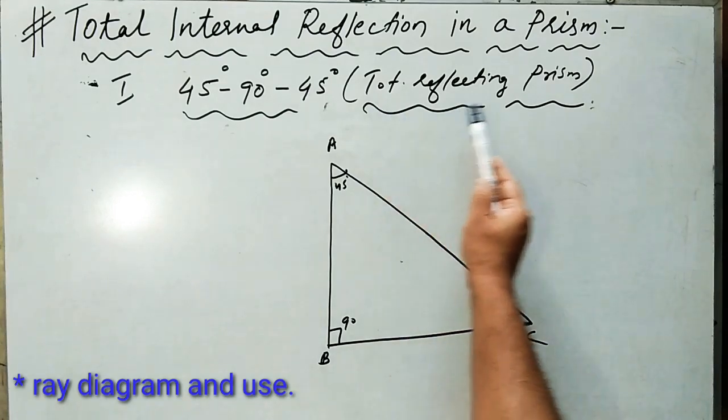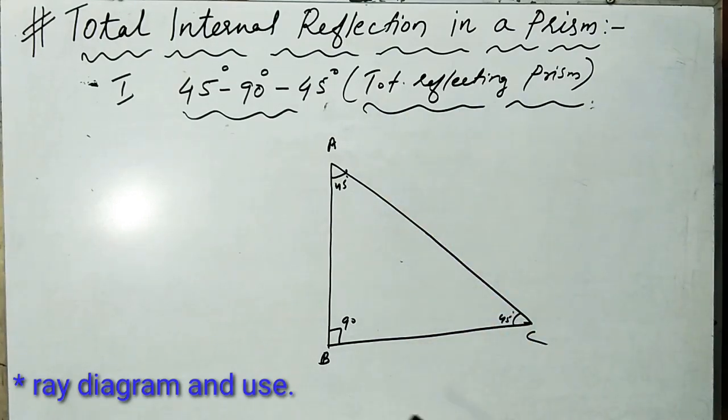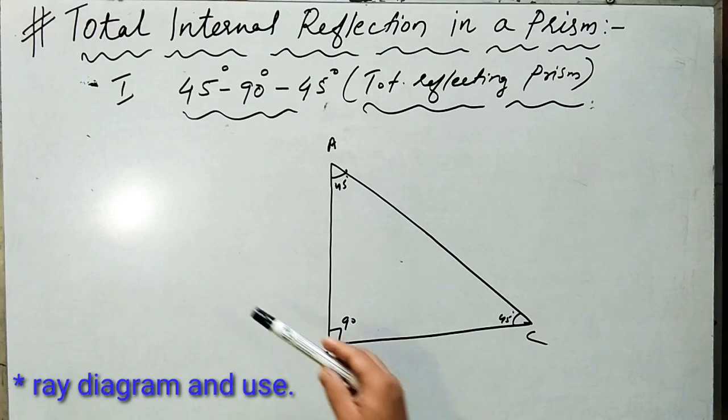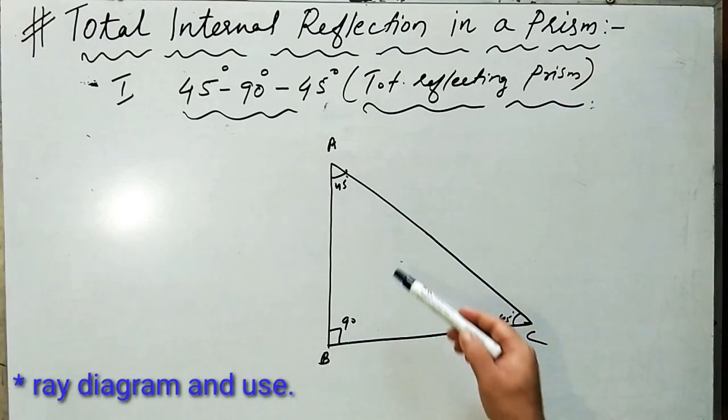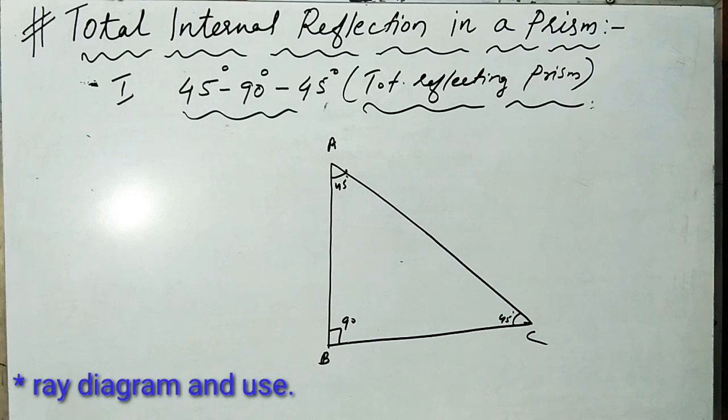It is also known as a total reflecting prism or right angled isosceles prism. As you can see in the diagram, the prism has an angle of 90 degrees between its two refracting edges, such that two angles are 45 and 45, and one angle is 90 degrees. Such a prism we call a 45, 90, 45 prism or total reflecting prism. In this prism, light rays can be incident normally on any of the surfaces and can undergo total internal reflection. As a result, this prism is used in three different ways. This prism has three different purposes.